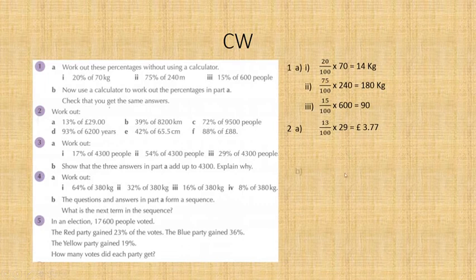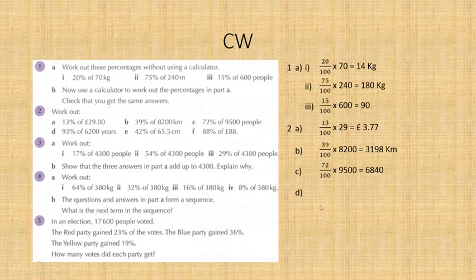Okay, question number B here. It's 39% of 8,200 kilometers. So 39 over 100 and then multiplied by this number, 8,200, the answer is going to be 3,198 kilometers. Question number C, 72%, which means 72 over 100. I will multiply by 9,500 people. The answer is going to be 6,840 people.